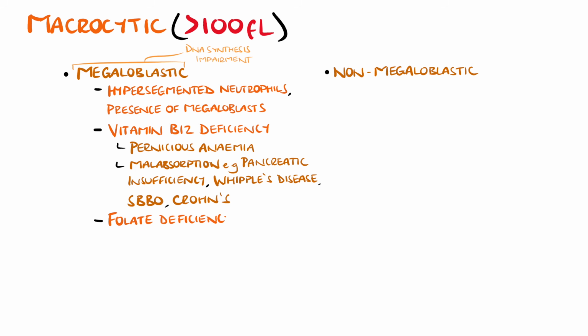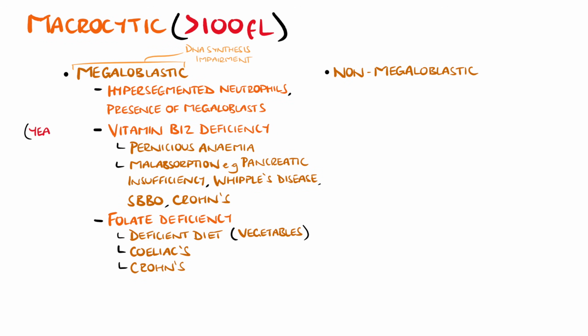Folate deficiency mostly comes from a diet deficient in fruit and vegetables, but can also be caused by celiacs and Crohn's. The important difference between the two is that it takes a long time to become deficient in B12, but folate stores can run out in just a few weeks.